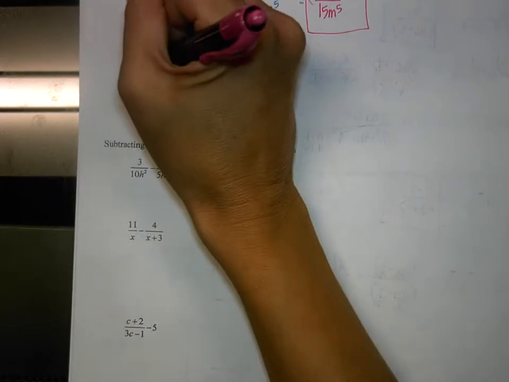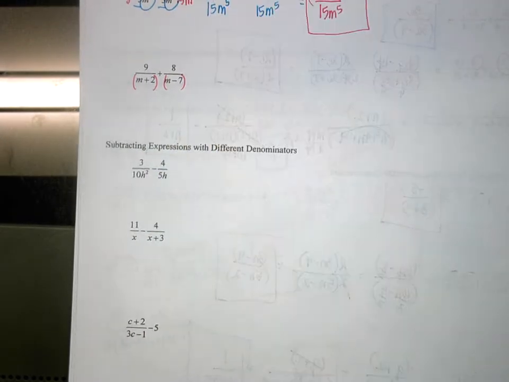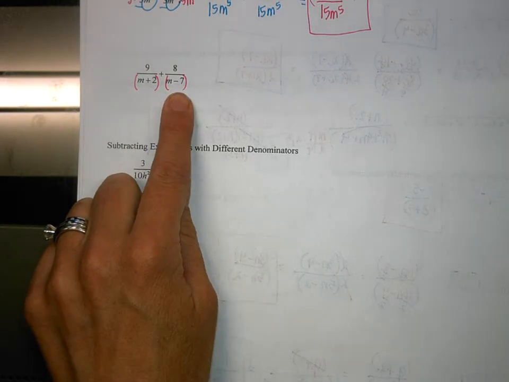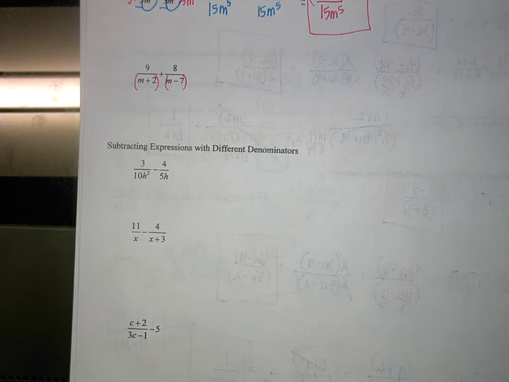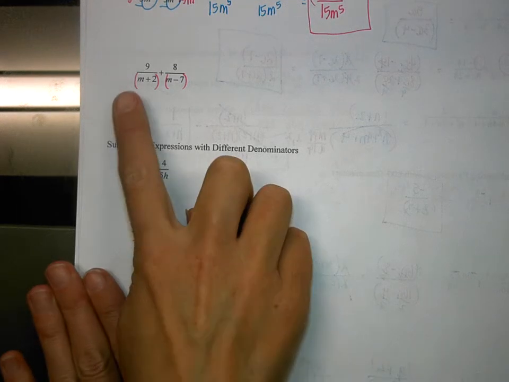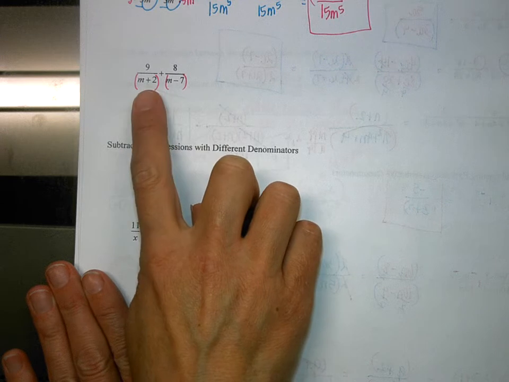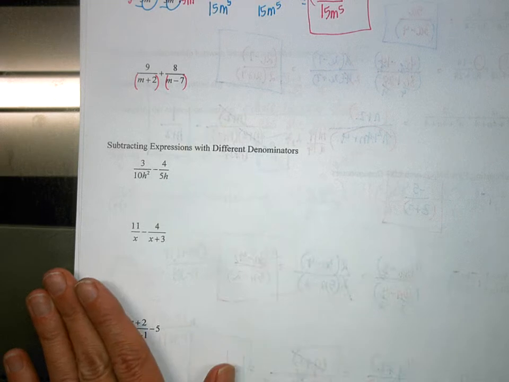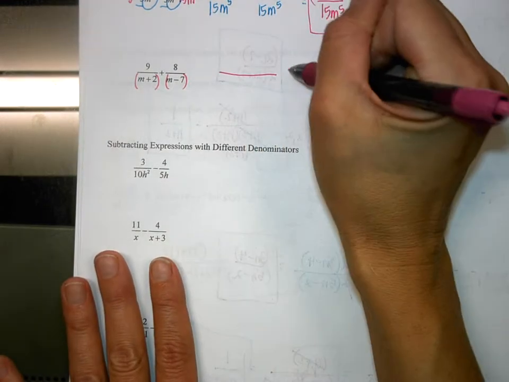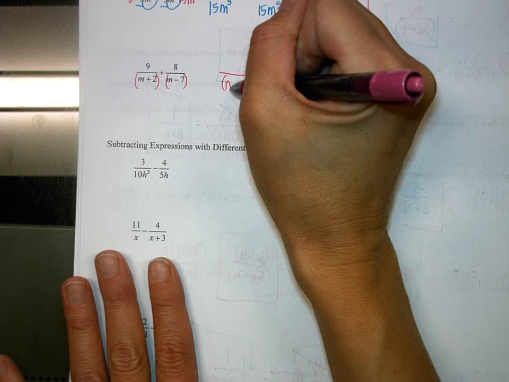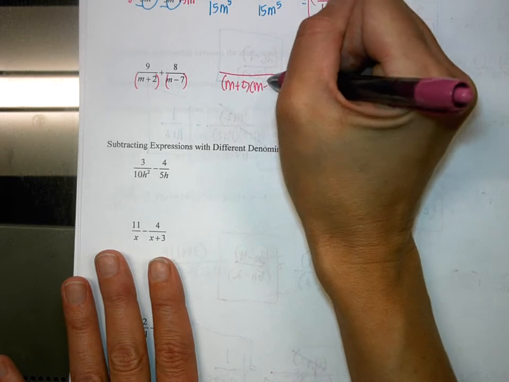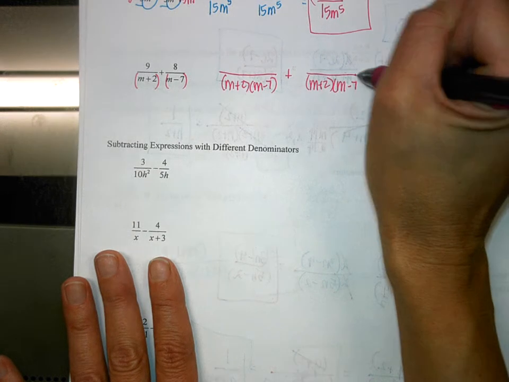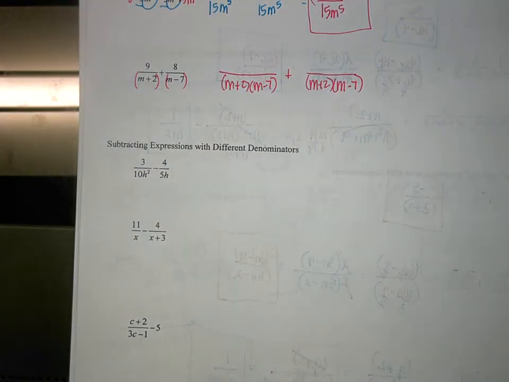Remember that these are stuck together like glue. So this is m plus 2, and this is m minus 7, and they don't have really anything in common except for they're both m's, but in terms of making a common denominator, you're going to need an m plus 2, and you're also going to need an m minus 7. So I'm going to rewrite this with 2 fractions, and my denominators on both of those are going to be m plus 2, m minus 7. Is everybody okay with that?